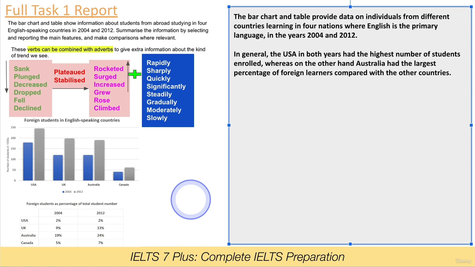In general, the USA in both years had the highest number of students enrolled, whereas on the other hand, Australia had the largest percentage of foreign learners compared with other countries. Okay, then, so let's do the UK and Australia having very similar numbers in the thousands for students, and then we can go into their percentages.